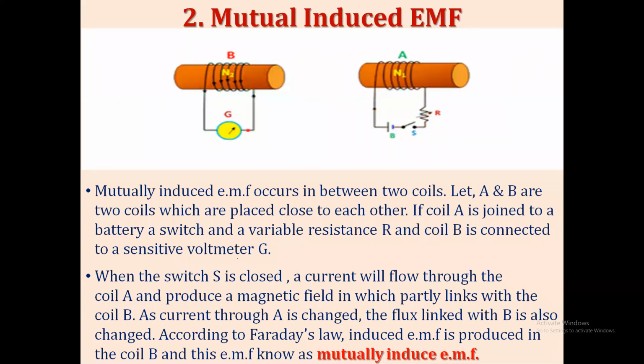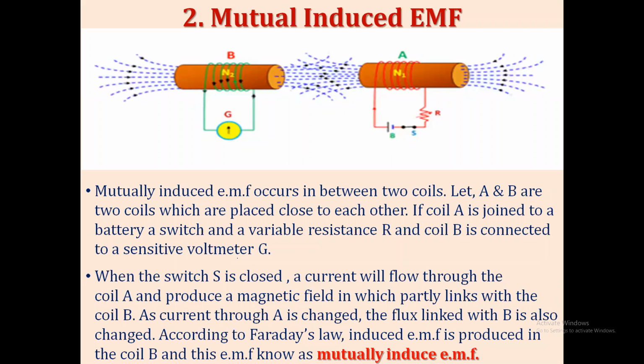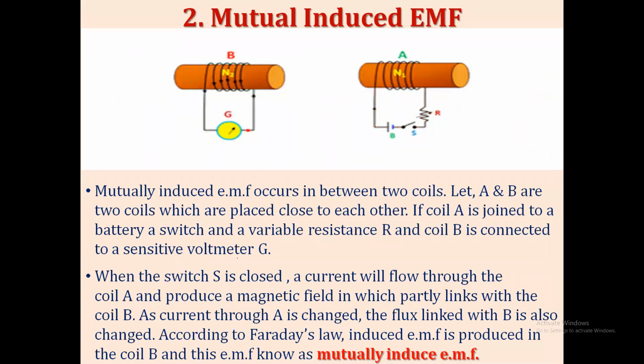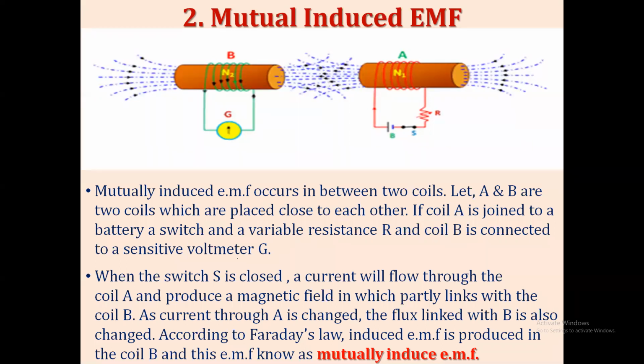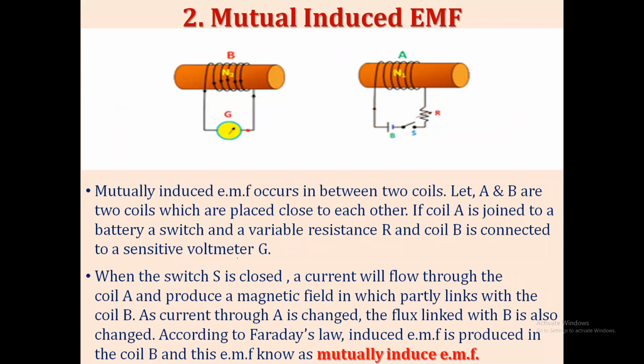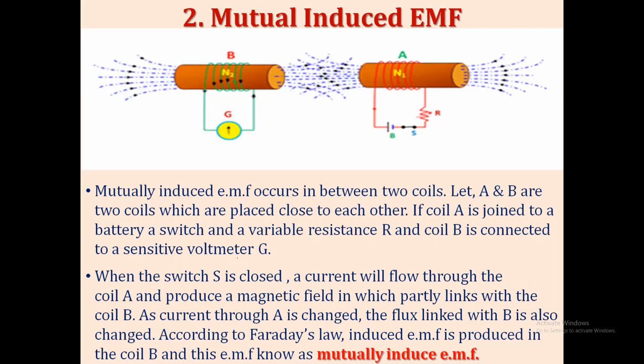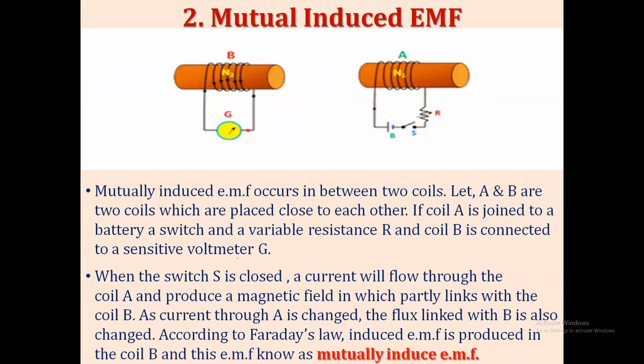म्हणजे जेवढा फ्लक्स कॉइल A तयार करेल त्यापैकी according to the position of coil B, the part of the flux produced by coil A links with coil B here. You remember that. As the current through coil A is changed, the flux linked with B is also changed. According to Faraday's law, an EMF is induced, and this induced EMF is known as mutually induced EMF. Is that clear? So this is the basic difference between the self-induced EMF and the mutually induced EMF.